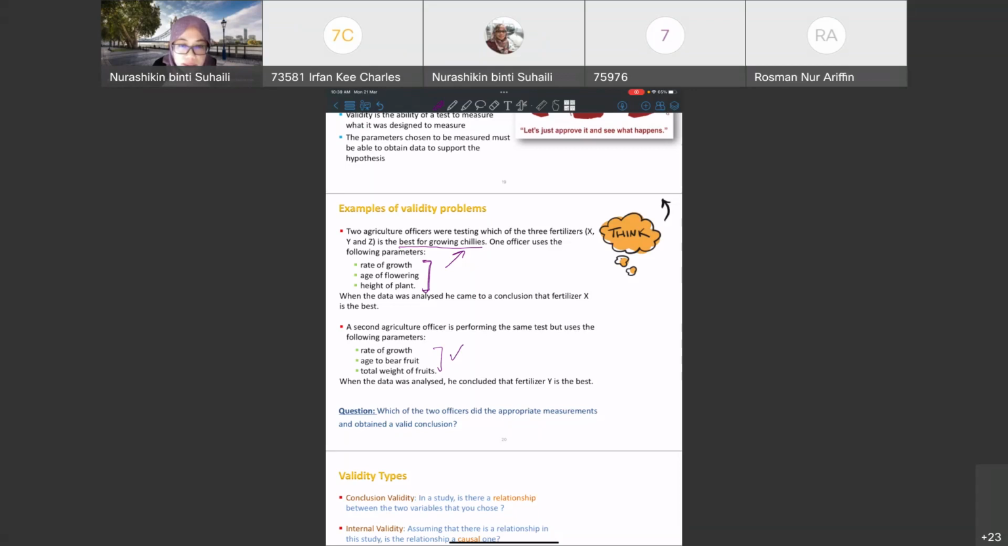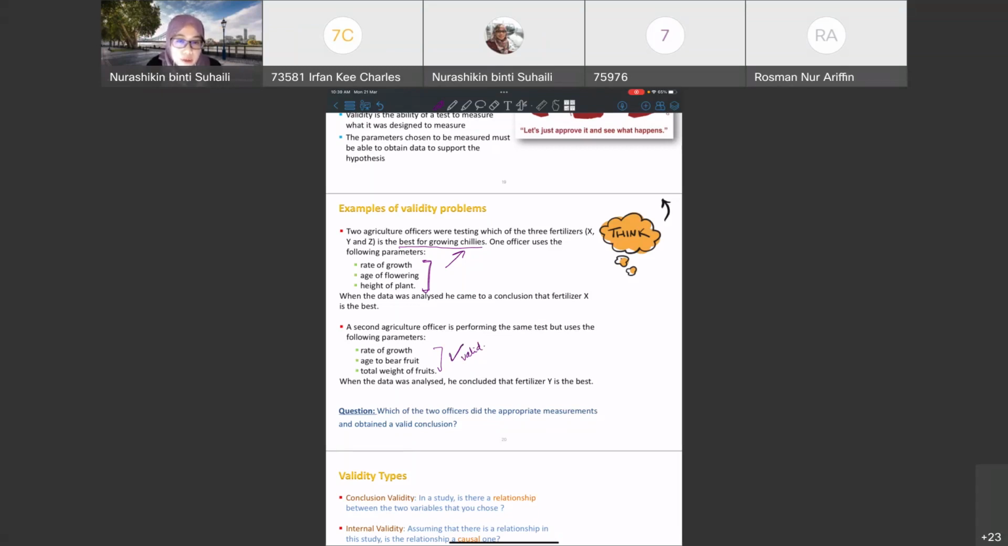Not really sure whether it's, yeah. Let's say this one is actually more valid, right? So what's the difference? In the first condition, when the parameters used are different, the validity is a bit less. So it will give you a different conclusion rather than the second situation.